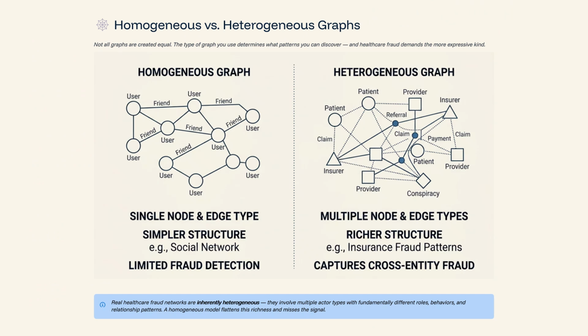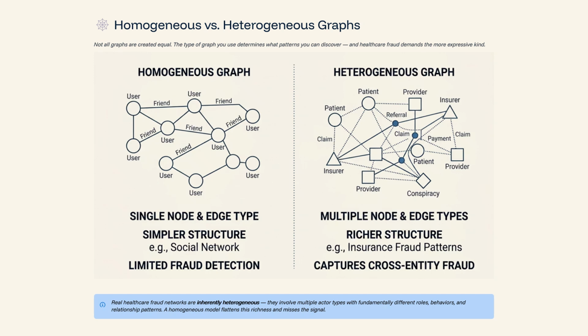Now, not all graphs are the same, and choosing the right type of graph is one of the most consequential decisions you will make as a data scientist or AI engineer. A homogeneous graph has only one type of node and one type of edge. Imagine a social network where every node is a person and every edge is a friendship. Clean and simple, but limited. On the other hand, a heterogeneous graph allows for multiple types of nodes and multiple types of edges. And this is where healthcare fraud analysis truly lives.